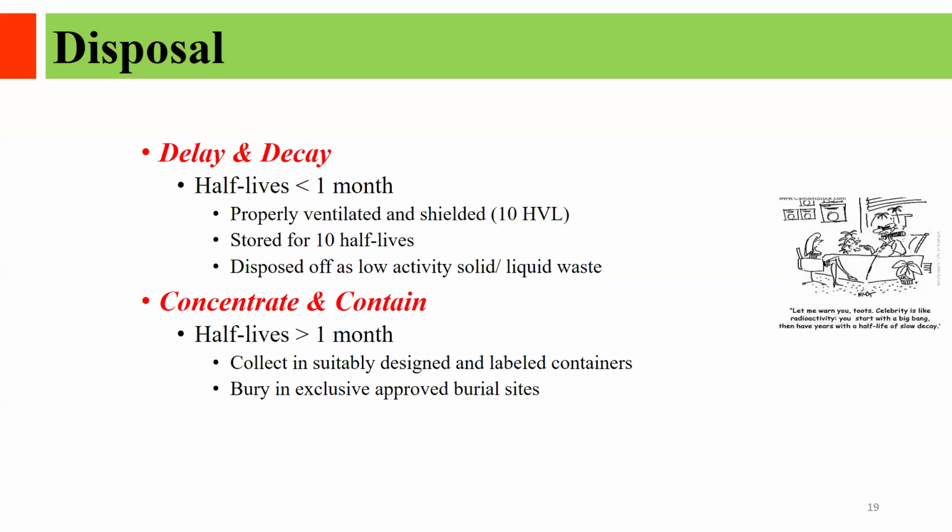Now comes delay and decay, when we are supposed to follow the delay and decay mechanism. If the waste being generated, or the radioactive isotope or substance in it, has less than 1 month half-life, then it is properly ventilated and shielded, or stored for 10 half-lives, as the rule of thumb says, and then finally disposed of as a low activity solid radioactive waste.